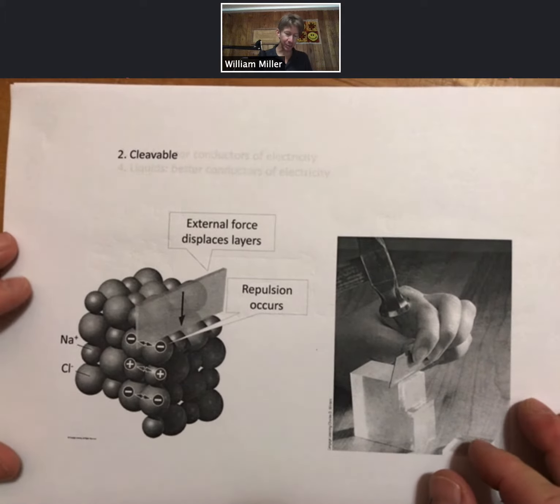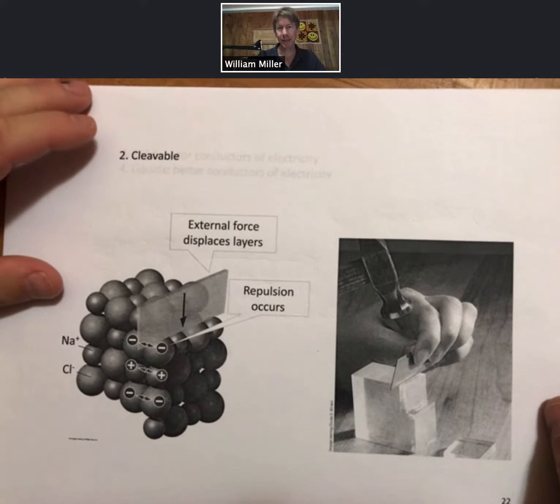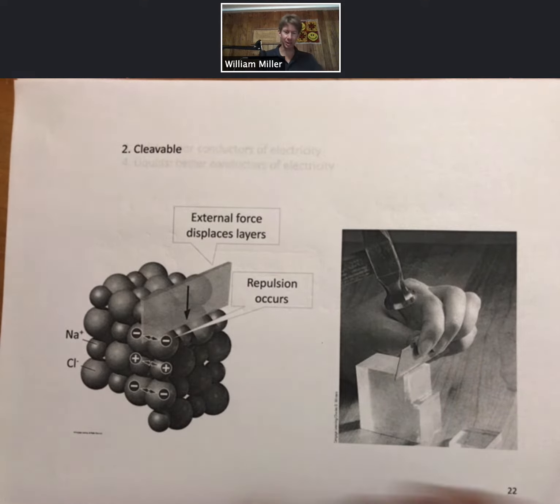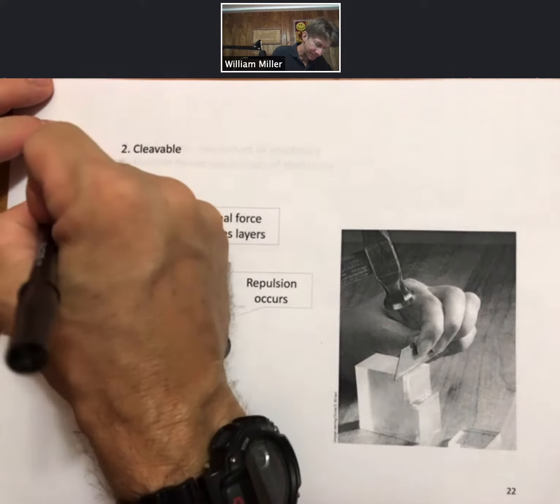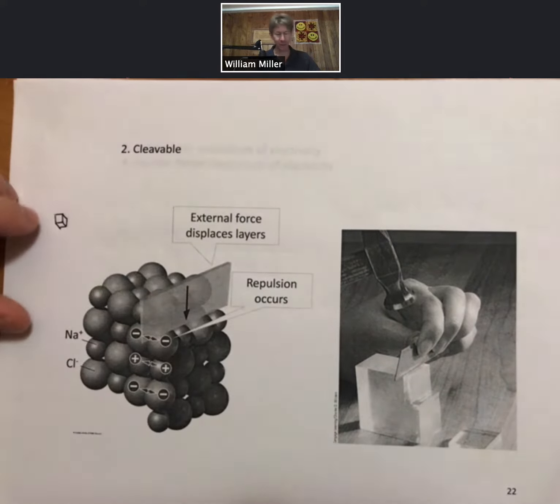They are cleavable, and if you've ever seen a salt crystal from your salt shaker, they've got little facets or little shapes to them. They look like little tiny cubes, or they have cubic faces, like so. That might be a grain of salt, which is made up of billions upon billions of sodium chloride ions.